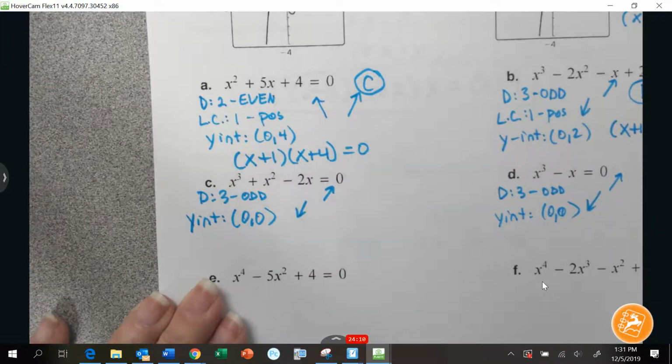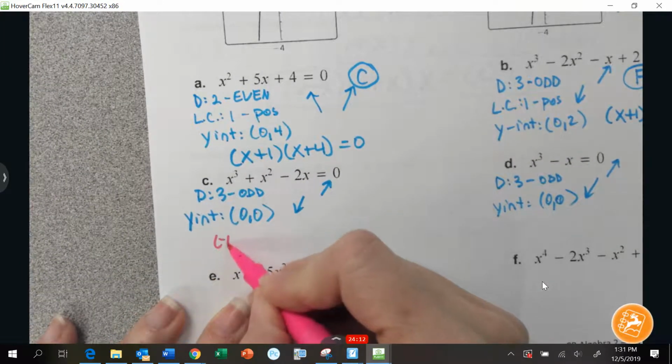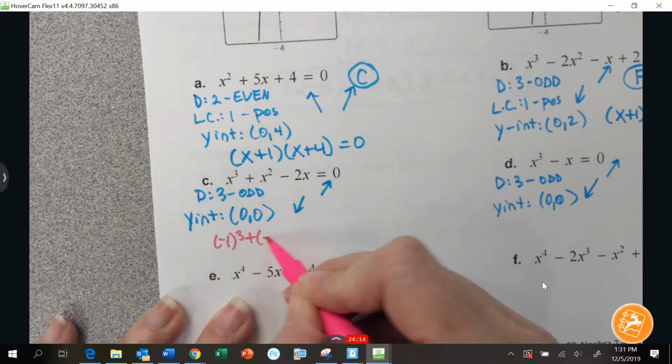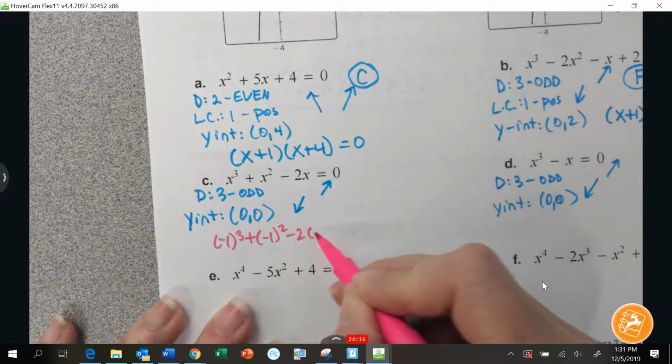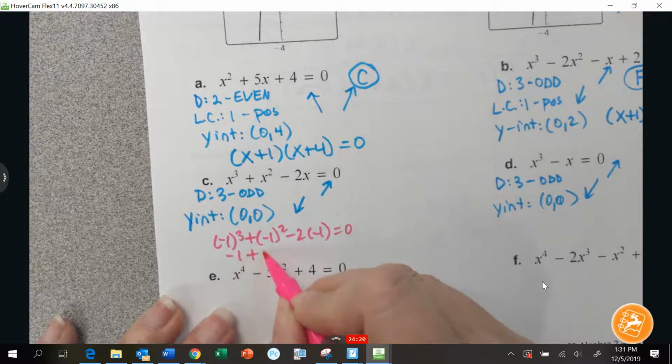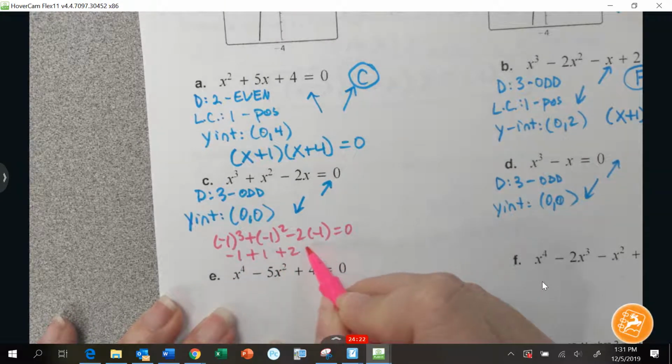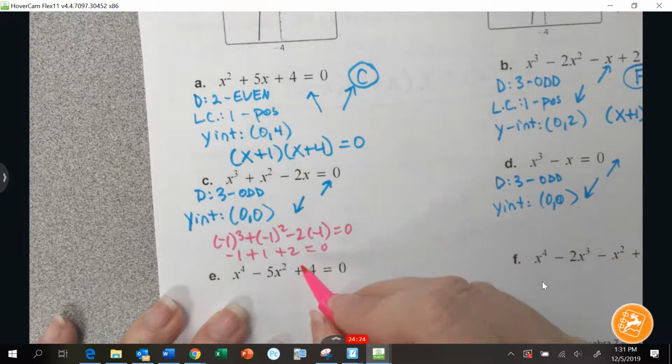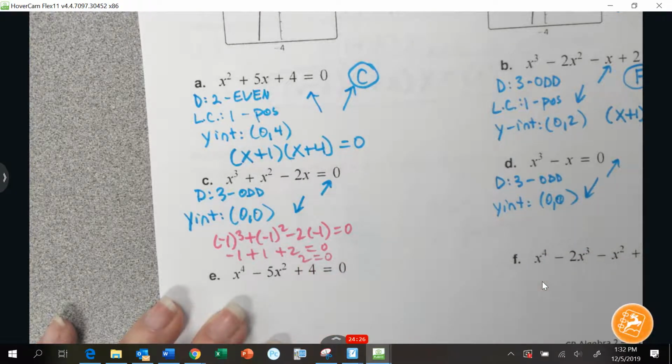I'm just testing -1. So if I test it, -1 cubed plus -1 squared minus 2 times -1 would be -1 plus 1 plus 2. So that would be 2 equals 0. So it can't be this one.